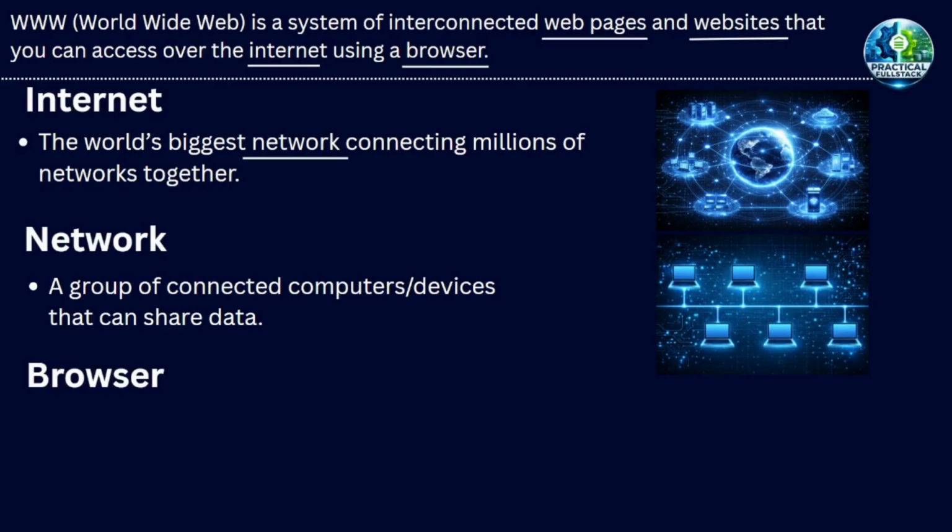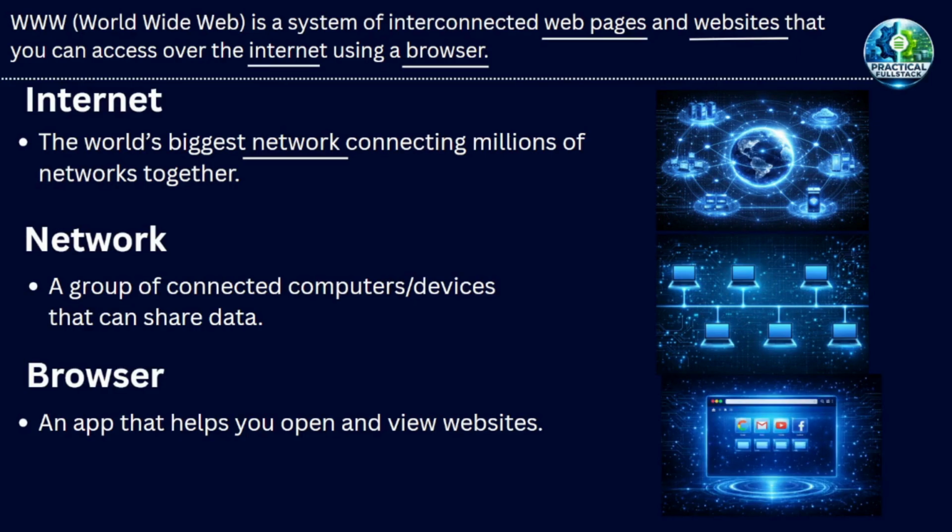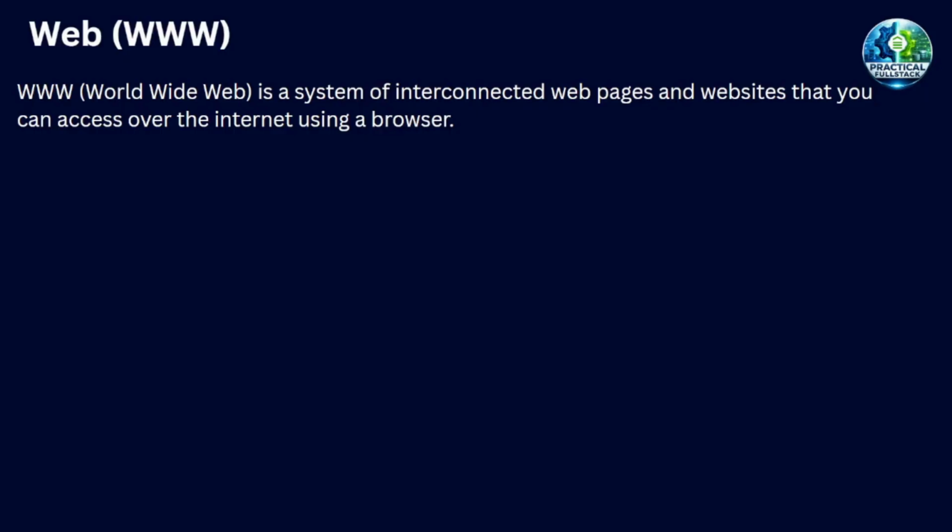Next we have browser. A browser is basically an application via which you can open and view websites. You can interact with it as well. Now that the statement of www makes sense, here is another catchy phrase: a system of interconnected web pages and websites, right? To understand this better, we need to know where this system of interconnected web pages and websites is stored. It has to be present somewhere. We need to understand where it is placed, where it is stored.